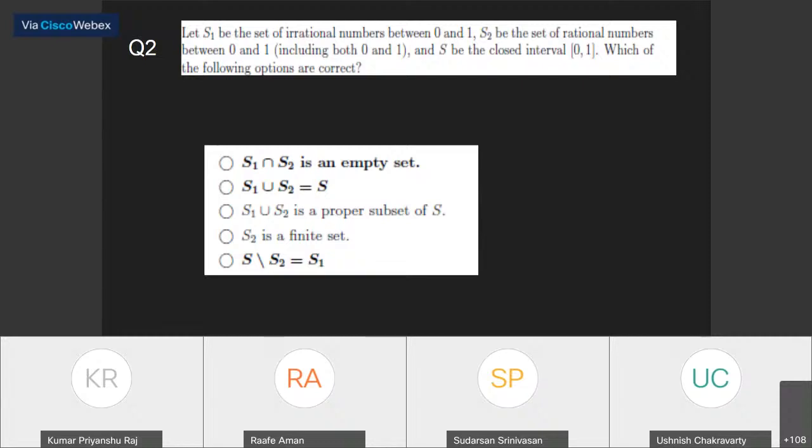So you have three sets now, S1, S2, and S. Which of the following options are correct? The options are given below. S1 intersection S2 is an empty set. S1 union S2 is equal to S itself. S1 union S2 is a proper subset of S. S2 is a finite set. And S minus S2 is equal to S1. So these are the options. You have to find out which one of them is correct.